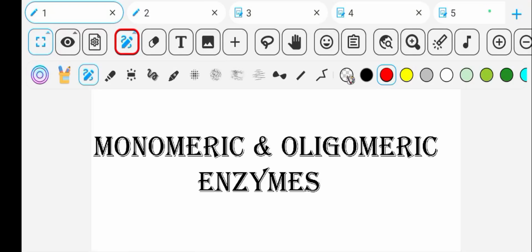Today we are going to cover monomeric and oligomeric enzymes. This is a very small topic of your enzymology or biochemistry. It will hardly take 5 to 6 minutes, or at most 8 minutes. So let's begin with this.